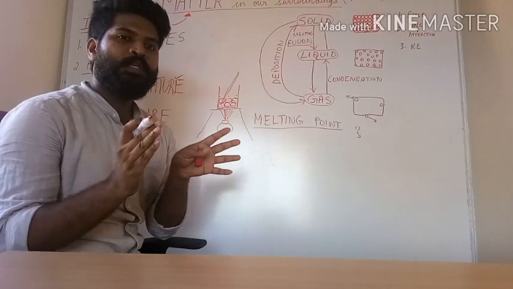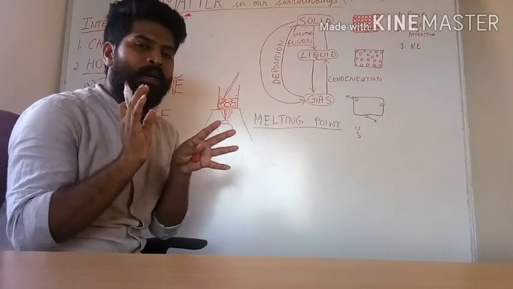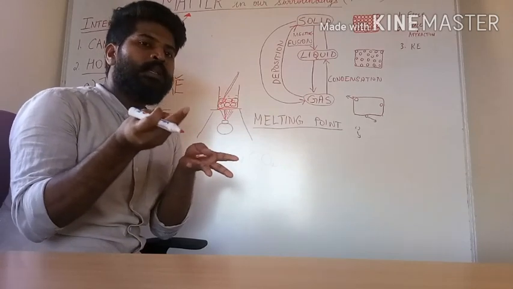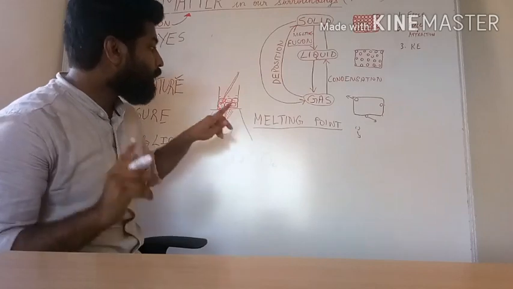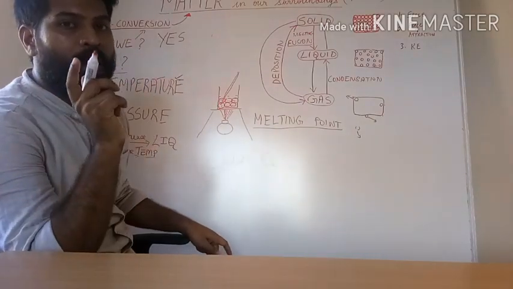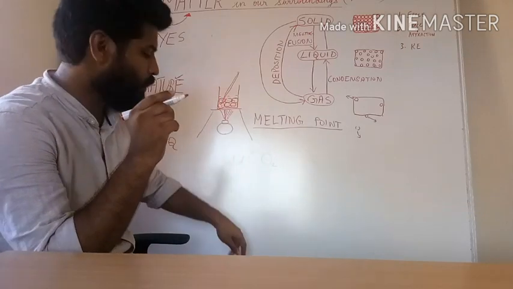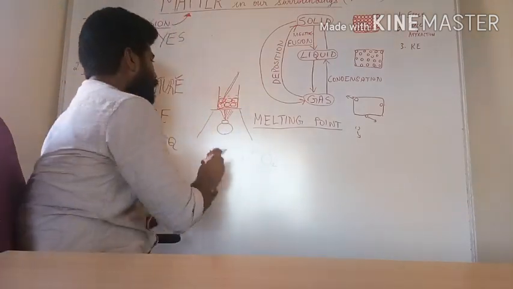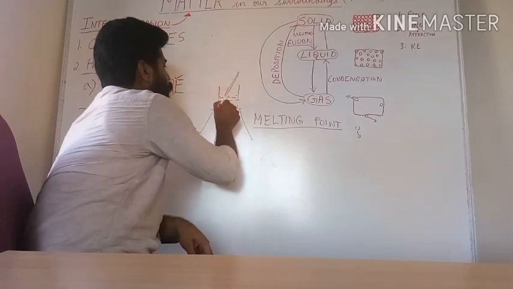The complete conversion will take place at a particular temperature, at a particular point. Till then, some amount of ice is still left. The temperature at which all the ice is converted into liquid is what is called your melting point. It's called the melting point.